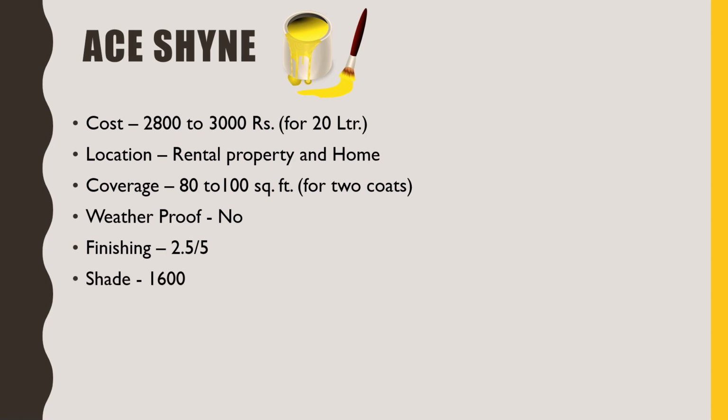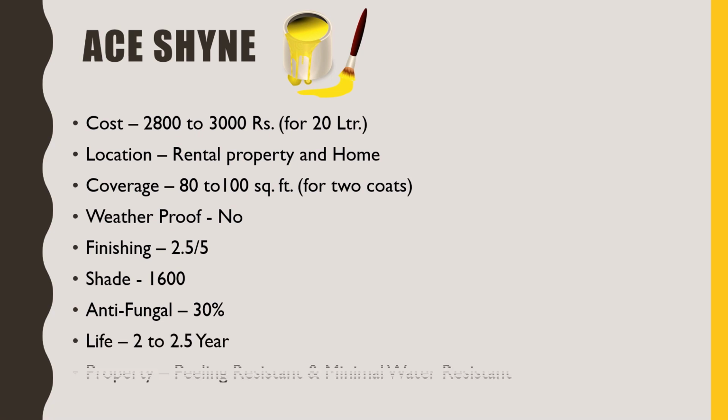1600 shades are available. Antifungal property is up to 30%. Its life is minimum 2 to 2.5 years. And along with the peeling resistant property, we are having one more, that is minimal water resistance. That means this paint does not absorb water. So in order to avoid dampness in our home, we can use ACE Shyne.